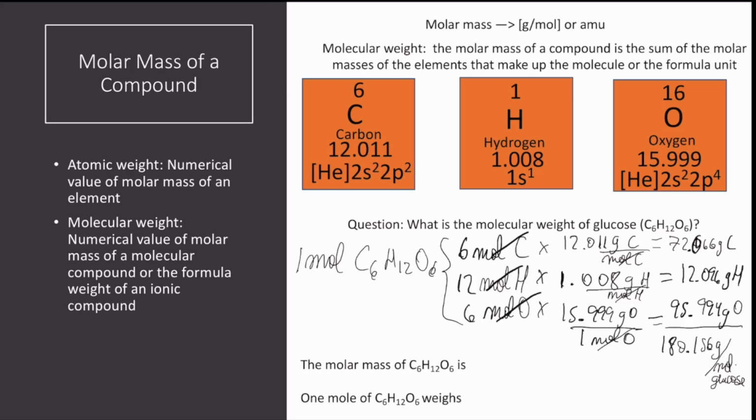Okay, so the molar mass of glucose is 180.156 grams per mole of glucose. And 1 mole of glucose weighs 180.156 grams.